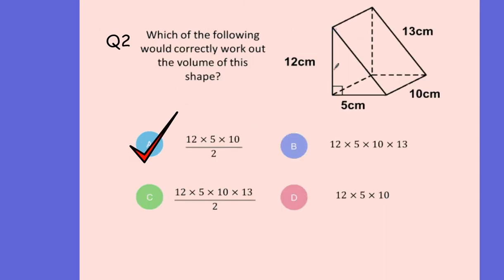Question number 2, to work out the area of this triangle, I do 12 times 5 divided by 2, and then I need to multiply that by the length, which is 10, so the correct answer was A.